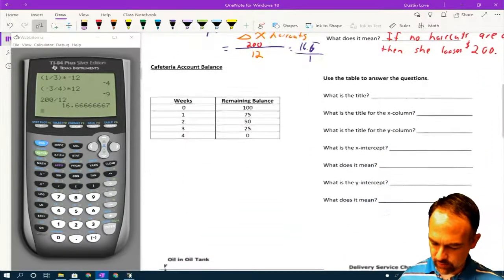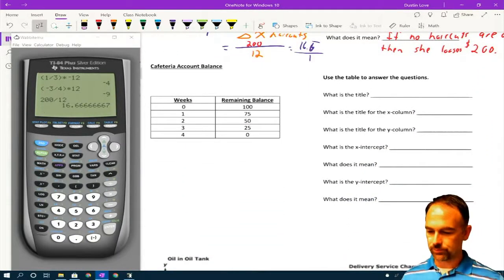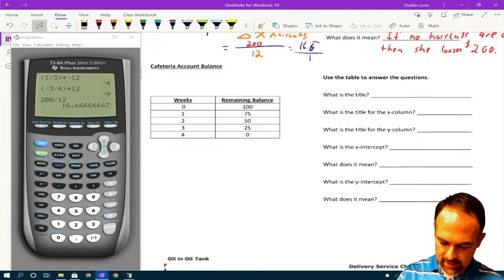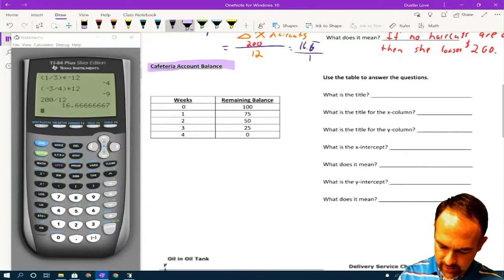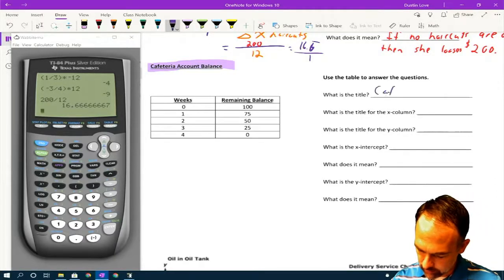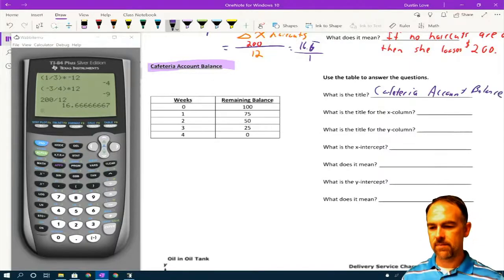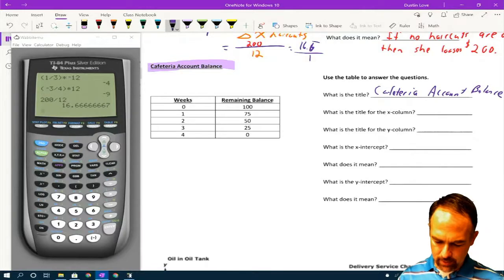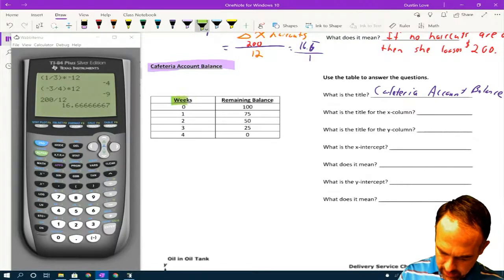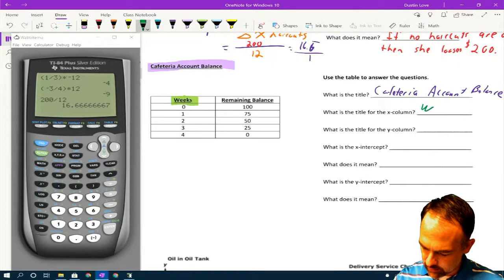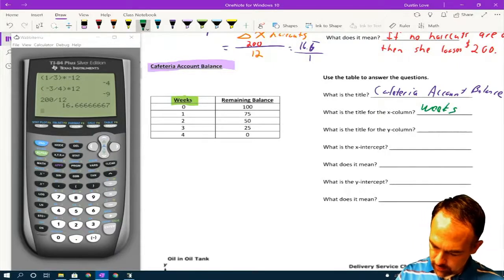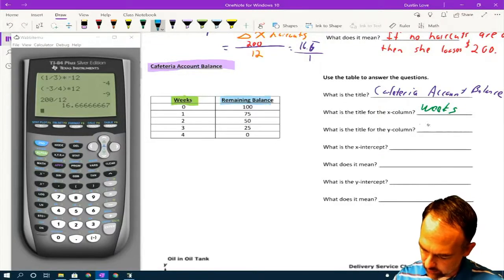This time we don't have a graph, we've got a table. So first off, what is the title of our table? Well, I can see that the title of my table is the cafeteria account balance. Okay. And now what is the title for my x column? My x column looks like it's number of weeks. What is the title for my y column? My y column here is remaining balance.